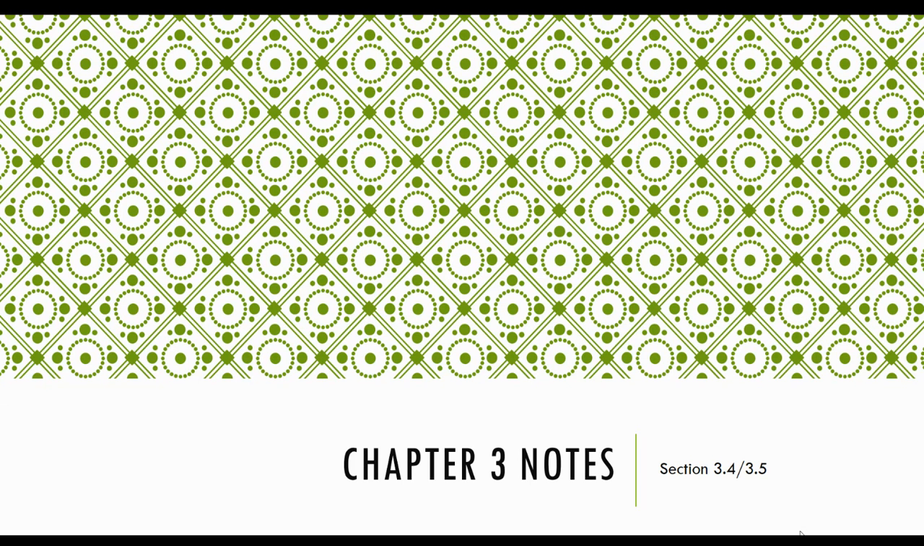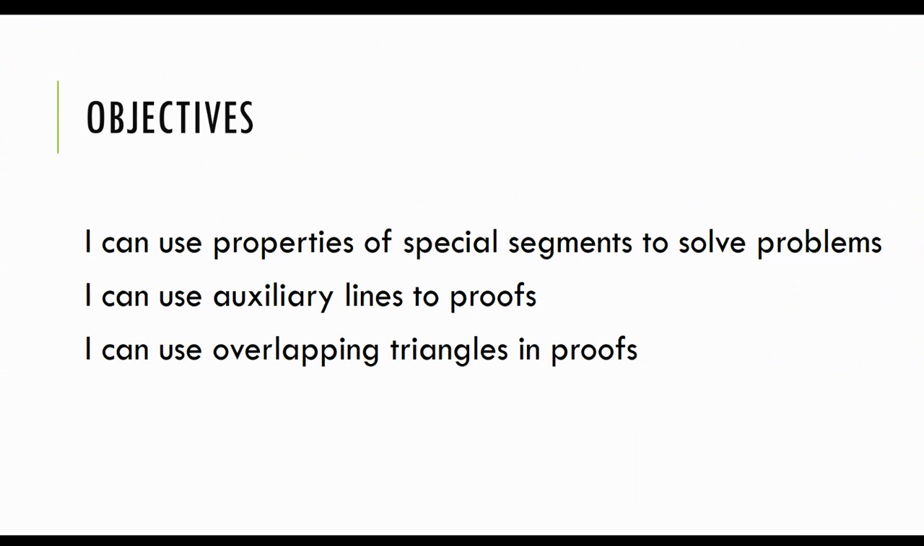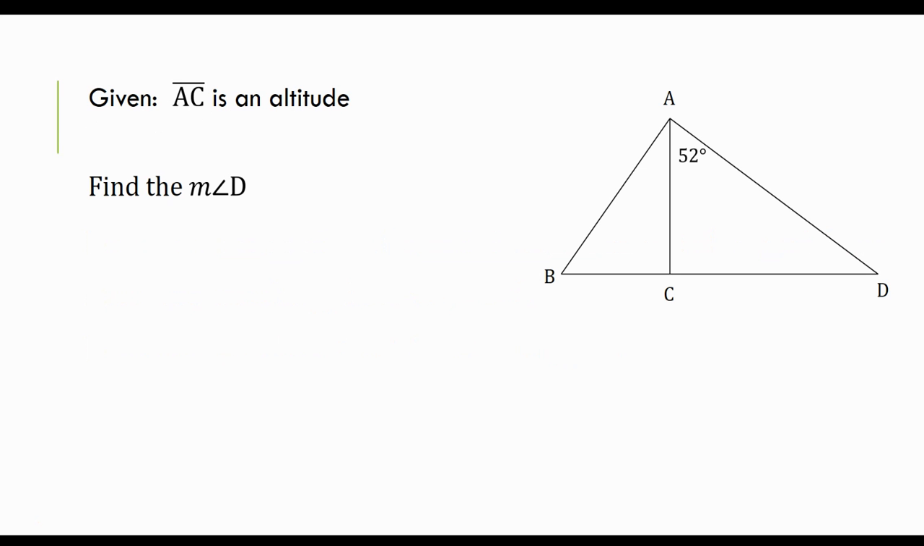Today we're going to be reviewing sections 3.4 and 3.5. So we are going to use properties of special segments to solve problems. We're going to use auxiliary lines and proofs, and we're going to talk about overlapping triangles and proofs. So let's take a look at this first example.